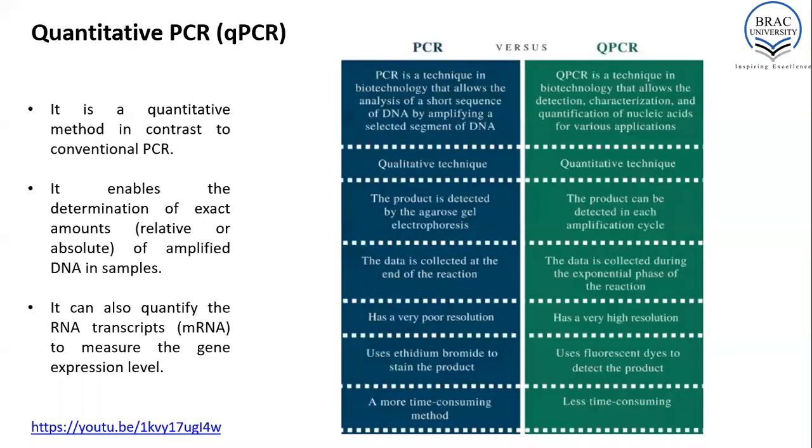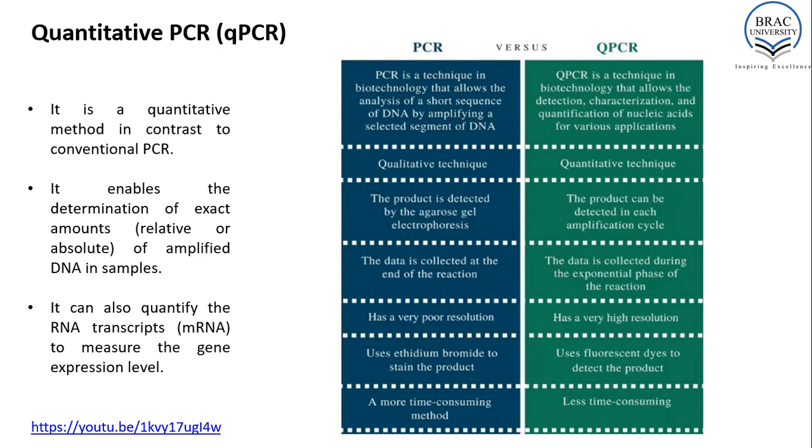Quantitative PCR, or qPCR, is a method that is similar to PCR, but there are some differences between PCR and qPCR. It enables us to determine the exact amount of amplified DNA in the samples, and it is commonly used to quantify the RNA transcript, that is the messenger RNA, to measure the gene expression level. In this table, we can see some differences between PCR and qPCR. PCR is more of a qualitative technique, whereas qPCR is a quantitative technique.